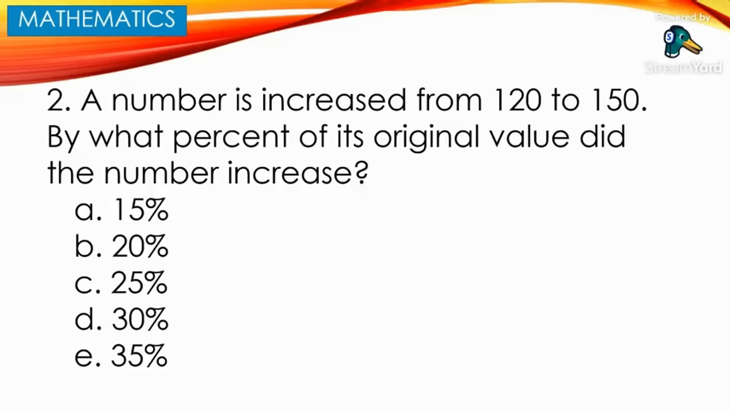Okay, let's have your answers. Your answers are letter C, letter D, 30%. Okay, we're going to discuss your answers. So most of your answers fall on letter C and letter D. Pearl answered letter C. Sir Eric, C. Ma'am Maria Lourdes answered D. Tonton answered D. Some I cannot read some of your names. Sir Paul, D.